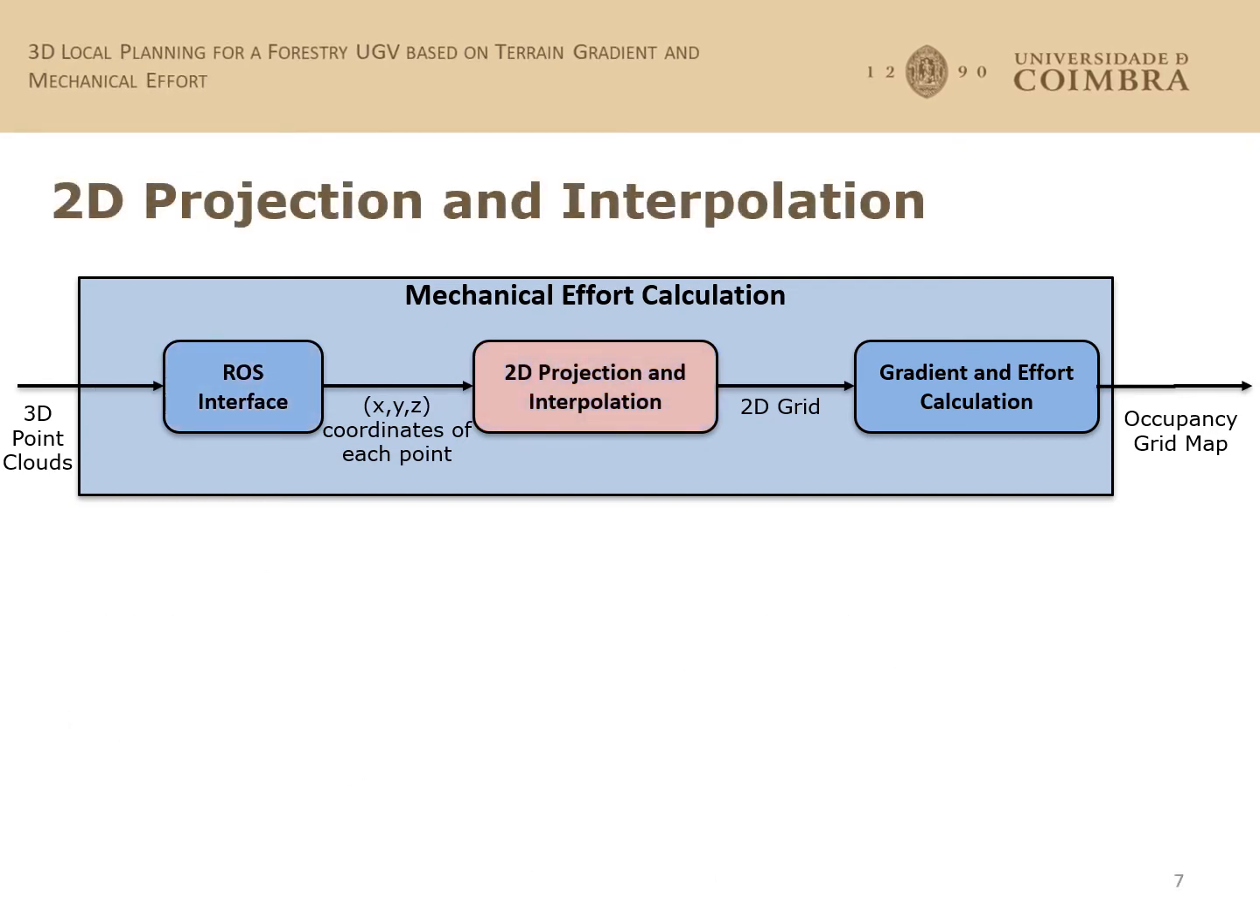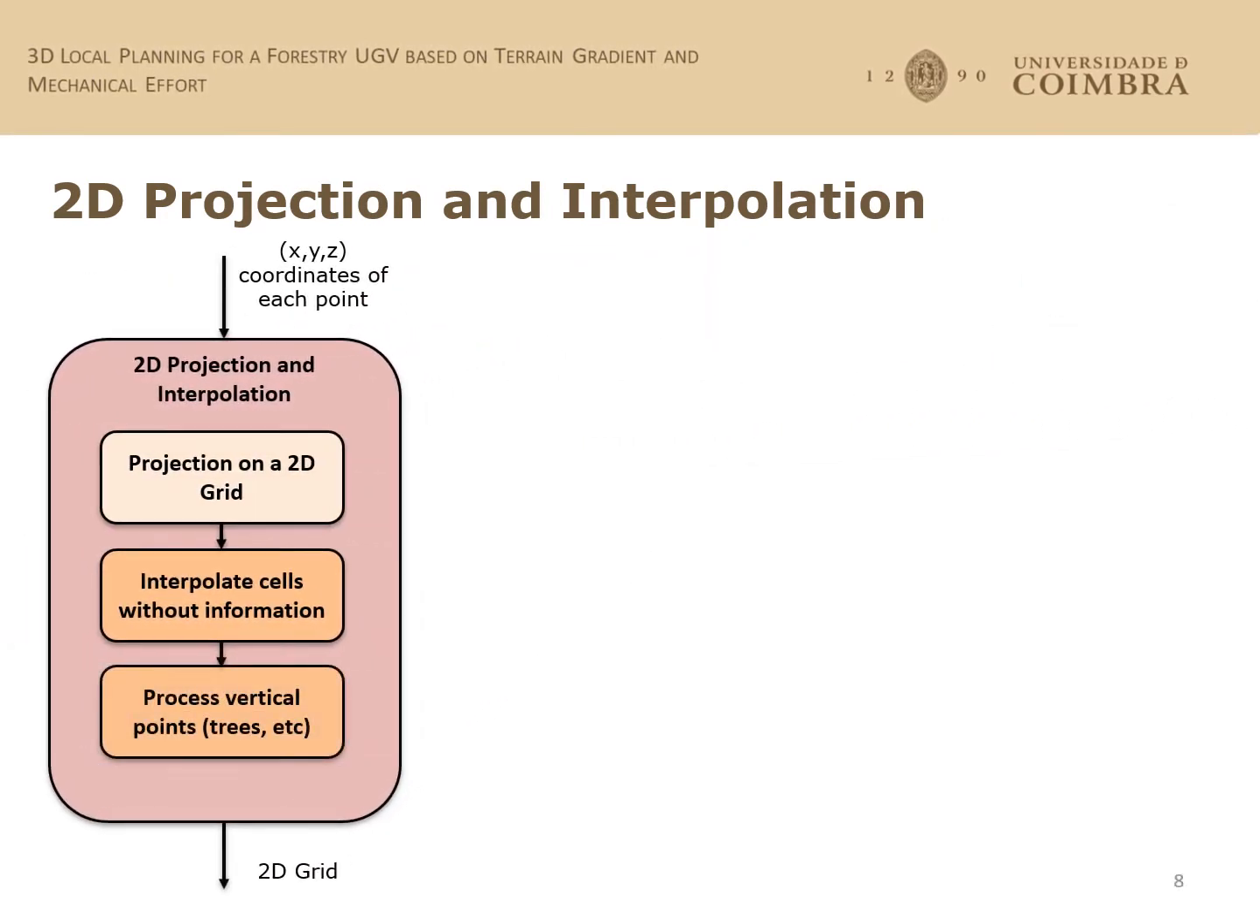This matrix is sent to the next block, the 2D projection interpolation, where this block is divided in three main blocks. In this diagram, we can see the three main steps of the 2D projection interpolation.